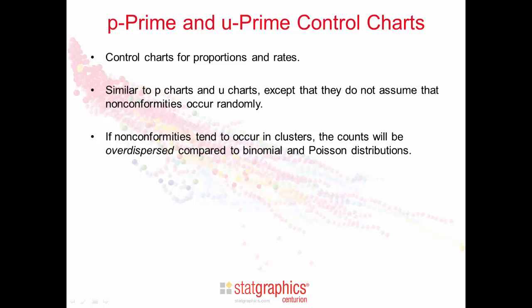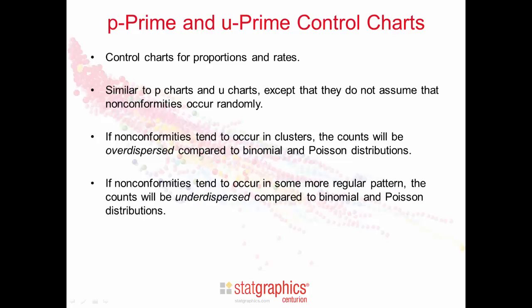If nonconformities tend to occur in clusters, then the counts will be overdispersed compared to binomial and Poisson distributions. If you try to plot overdispersed counts on a P chart or a U chart, you'd find many points beyond the control limits.